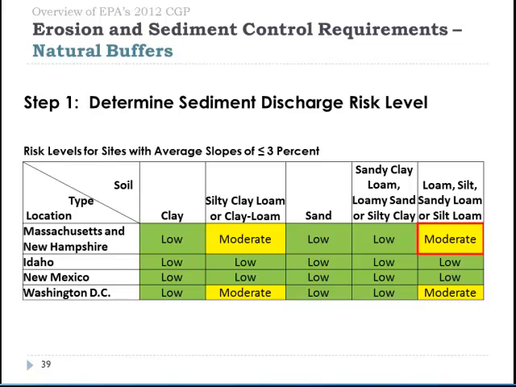So in Appendix G, our buffer appendix, we developed several tables that provide the relative sediment discharge risk based on a site's average slope and soil type. So for the example of this site in Massachusetts, they would, in Appendix G, refer to the table that applies to their average slope. Here, they're referring to the table for slopes of less than or equal to 3%, and they see that because they're in Massachusetts and their predominant soil type is silt, their sediment discharge risk is moderate.